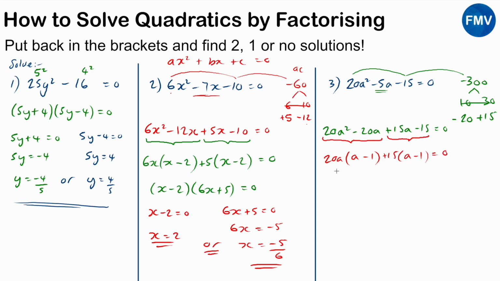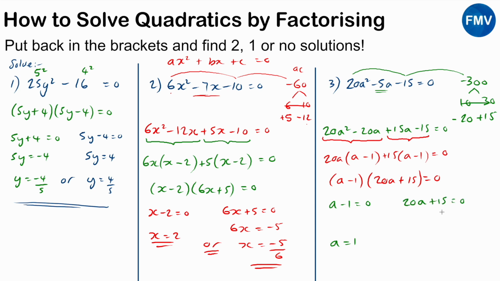Let's finish off by grouping these two here. a minus 1 multiplied by 20a plus 15 equals 0. Our last little bit is just to solve for this bracket and to solve for this bracket. So we have a minus 1 equals 0. Add 1 to both sides. We can see that a is equal to 1.